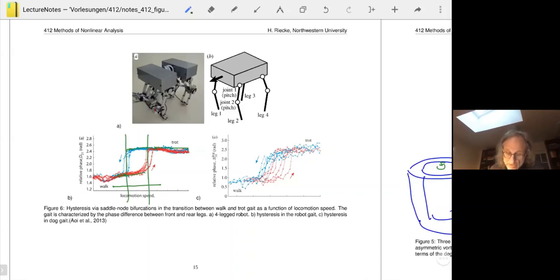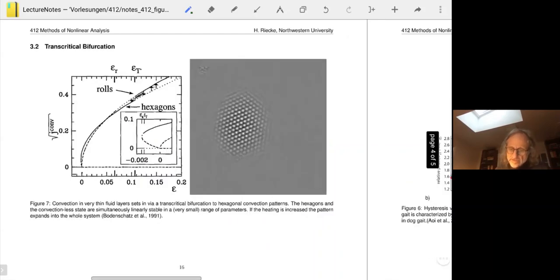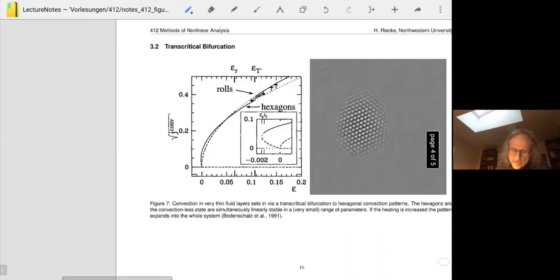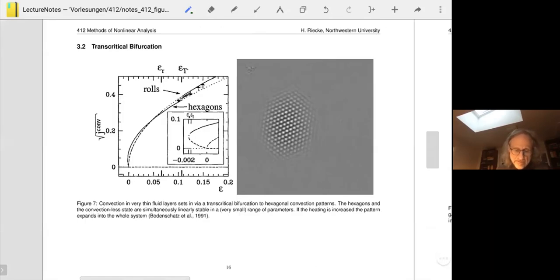And they did measurements in dogs, which of course are much more noisy than the robot. But you also see, at least with some goodwill, that you have a transition to trot at a higher speed than the transition back to walk. Right? So you also have this hysteresis with a lot of noise in this case. So that's satellite bifurcations. So we also had a transcritical bifurcation. So this occurs in a number of systems.